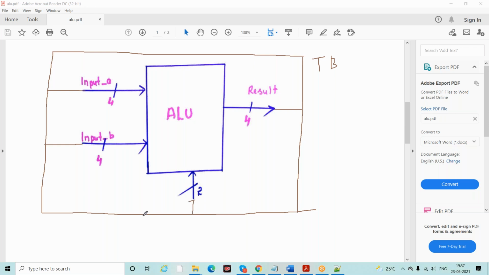So next, I hope you understand the test bench. We are forcing the stimulus externally. Why are we going to use a test bench? We are going to force the stimulus externally. Now we will go for the coding part.